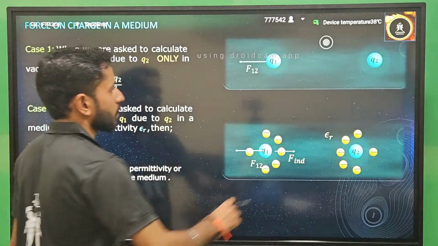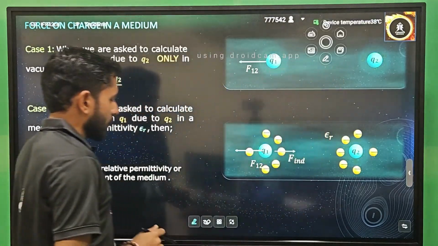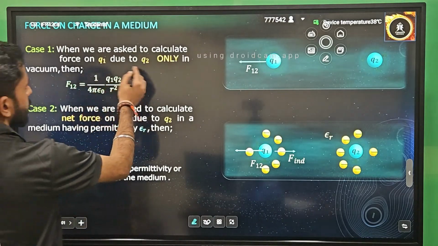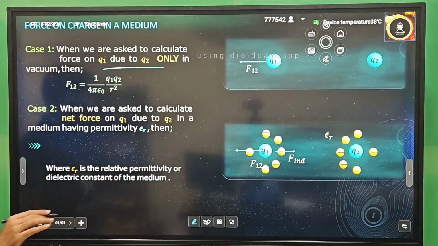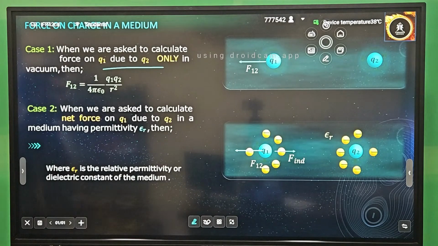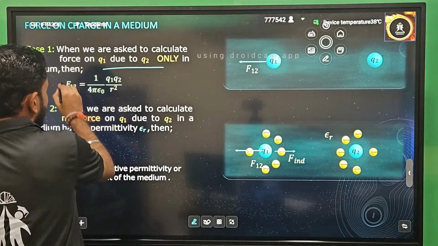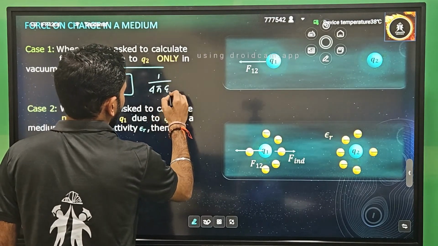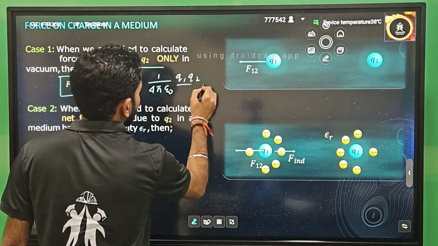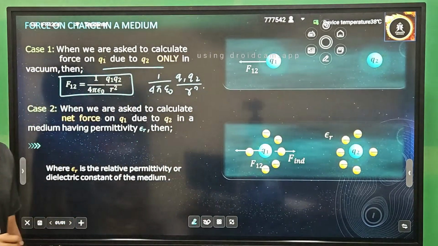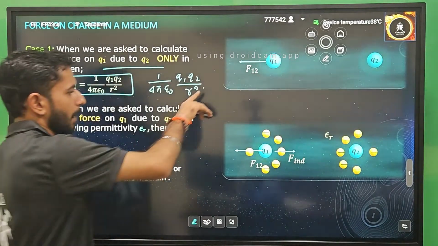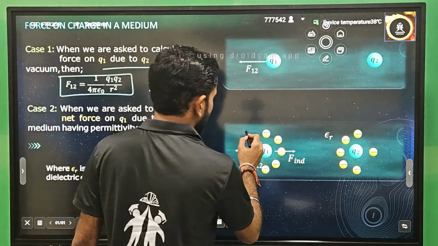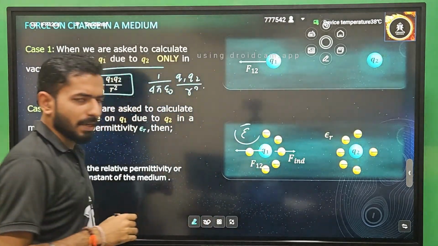Let's suppose the initial condition is when we asked for the force between Q1 and Q2 only in vacuum. In vacuum it is very easy, we have been writing this all along. In vacuum, how can you write the force? F equals K Q1 Q2 divided by R square, and K can be written as 1 by 4 pi epsilon naught. But now what will happen if I take this complete system into some liquid? That means now in place of epsilon naught I will use epsilon. Epsilon is the permittivity of the medium.